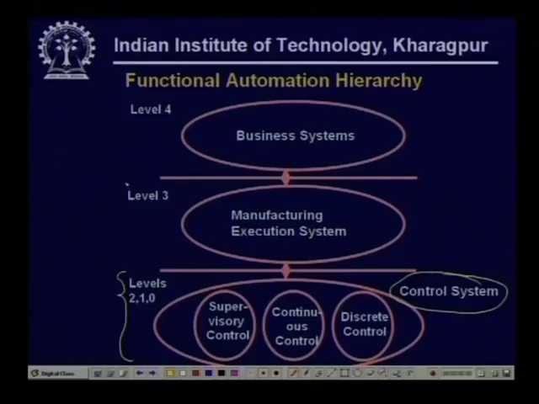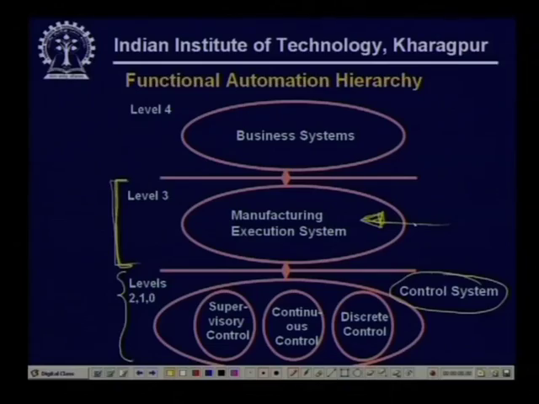Beyond that, you have level 3, where the computing systems which support the performance here and do the kind of computation that is required are called manufacturing execution systems, which plan production, check resources, track how a particular order is being produced, take care of quality, etc. So, such systems are the manufacturing execution systems. They are basically interfaces between the business and the engineering systems.